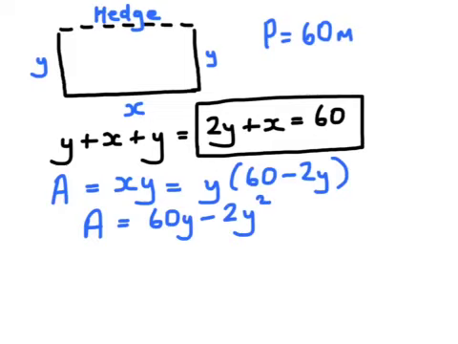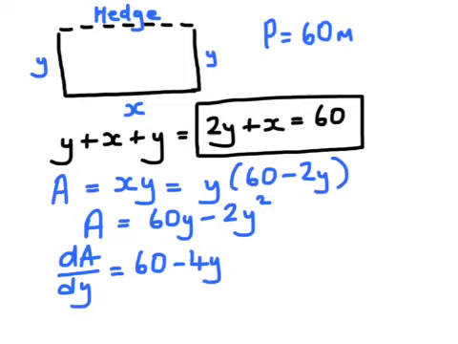Now, in order to find anything as a maximum, you have to differentiate. So what I'm going to do is differentiate A with respect to y. So I'm going to get dA/dy, and that expression simply means I differentiate A with respect to y. So I apply the rules of differentiation across this expression. So that's going to give me 60 minus 4y.